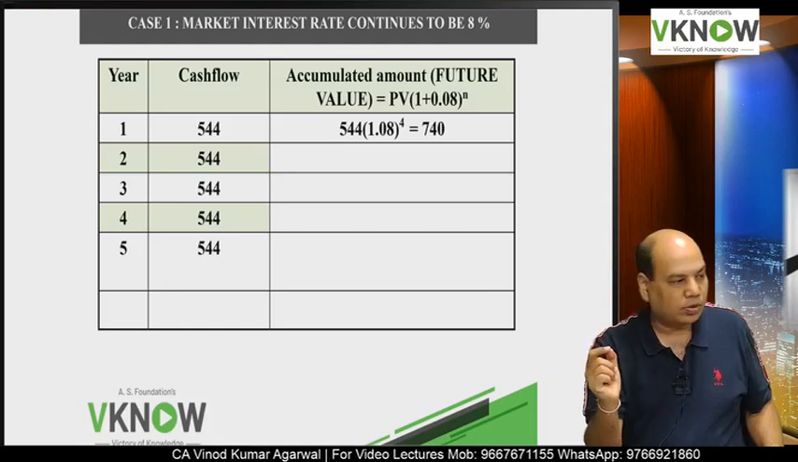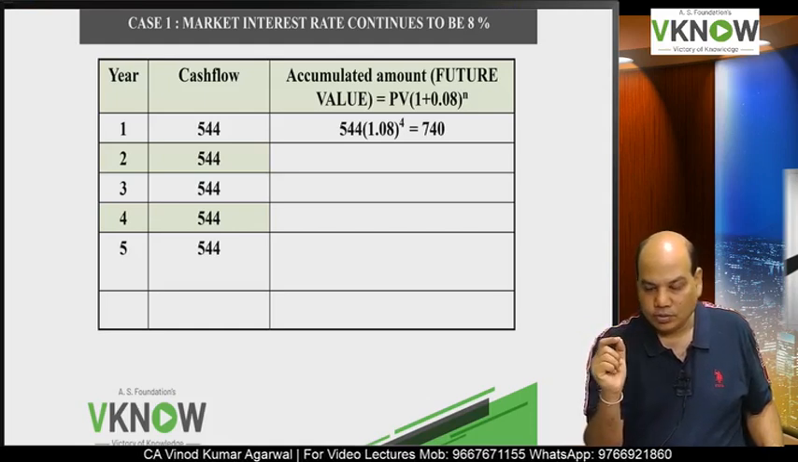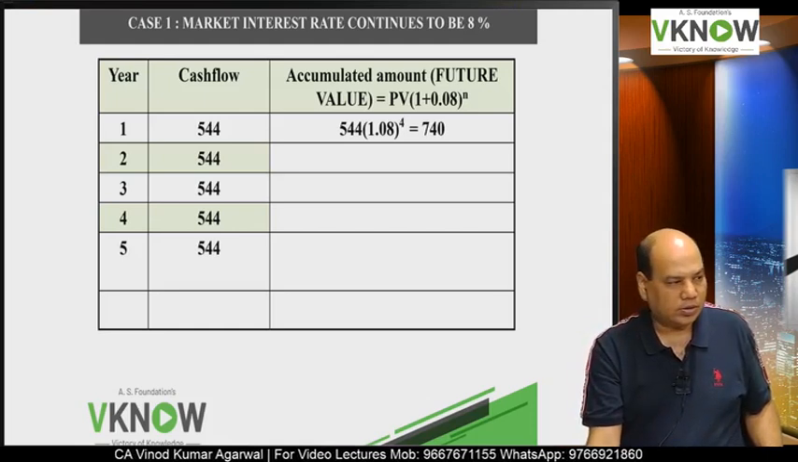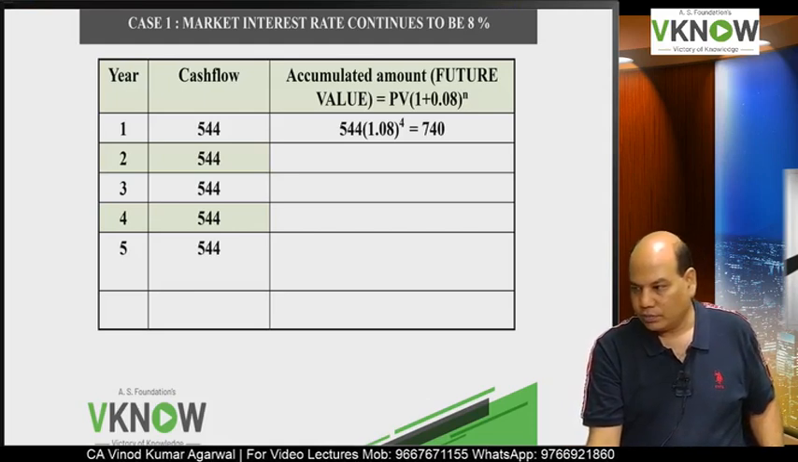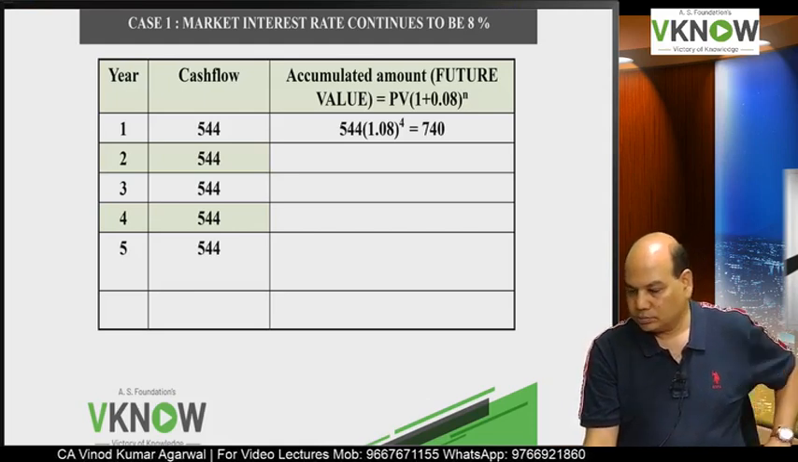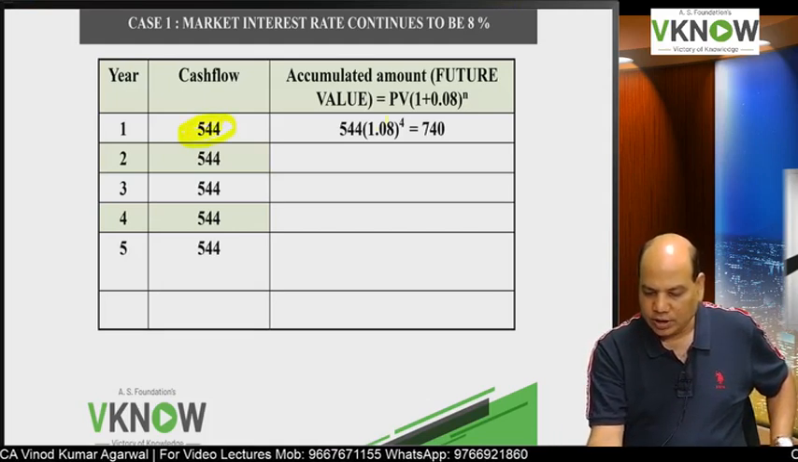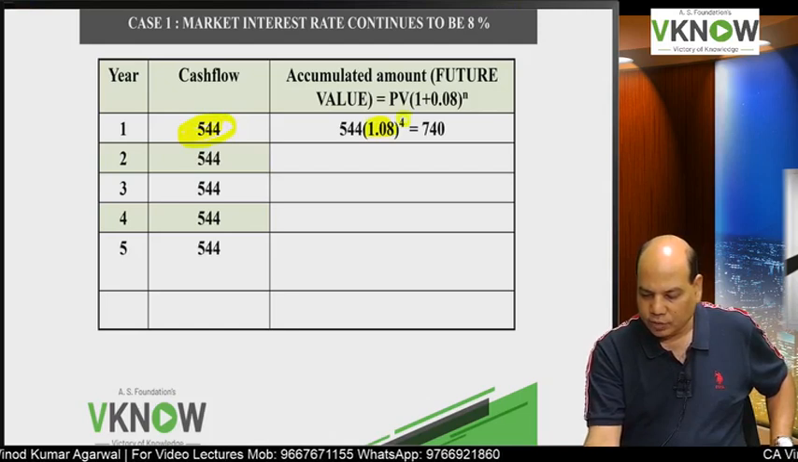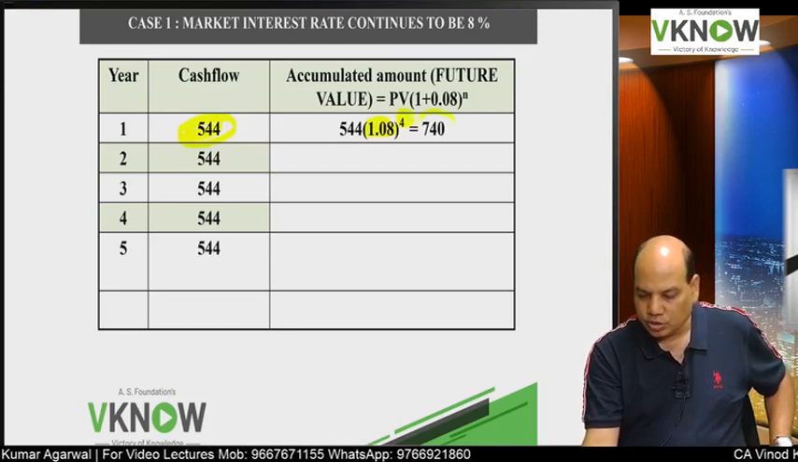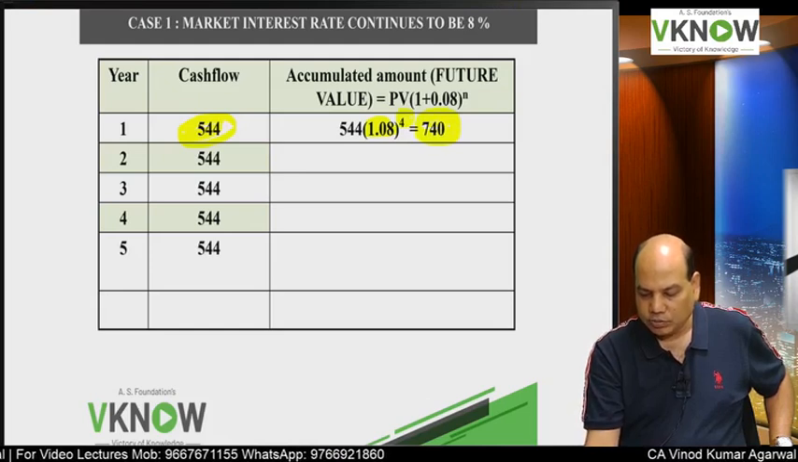So how much cash flow I will get? 544 into 1.08 to the power 4. Check the answer. This 544 you will reinvest at 8% for 4 years. So your cash flow at the end of 5th year will be 740. Try this one.